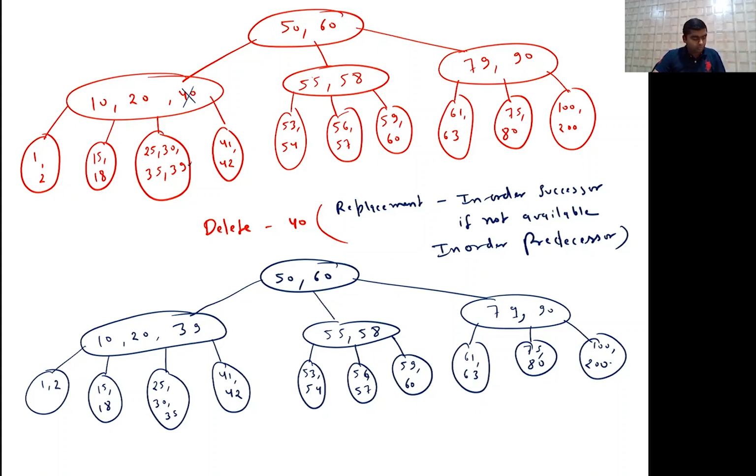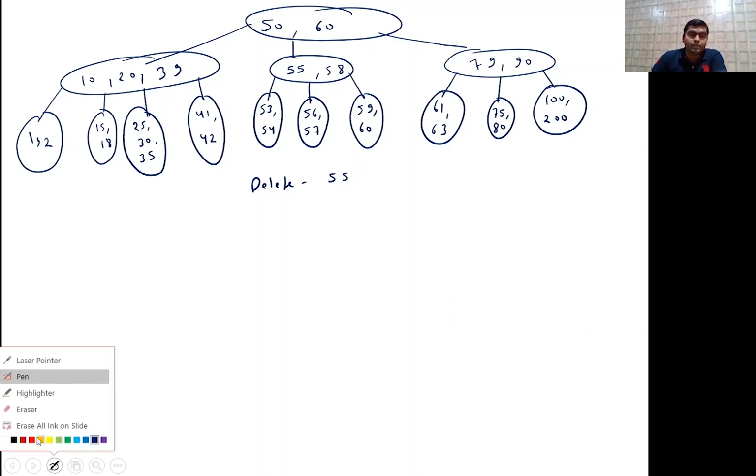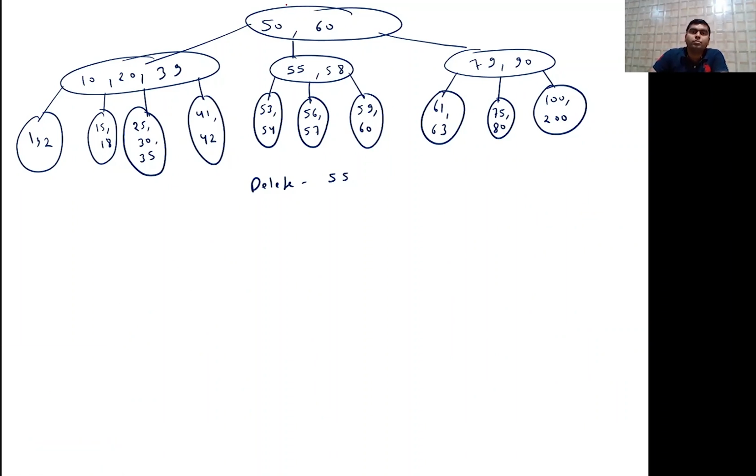Now let us suppose we want to delete 55. Okay, so here I'm deleting 55. So what happens in case of 55? Just go from the root, search from the root. So 50 and 60, in between 55, this gets deleted. And now what will happen? Immediate sibling. So search for the immediate sibling.